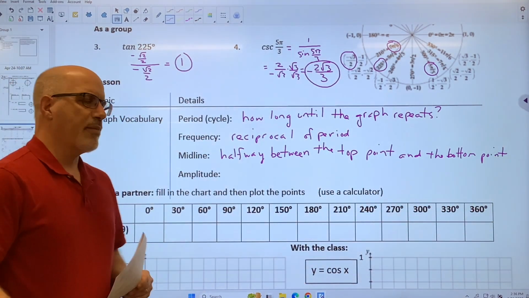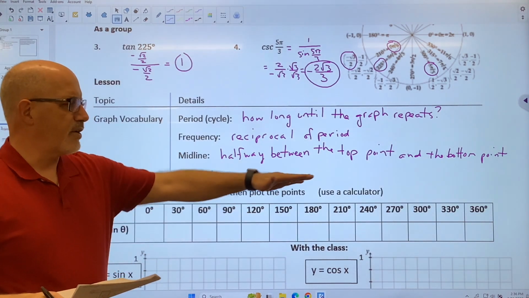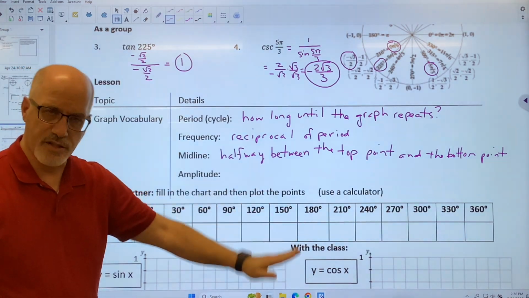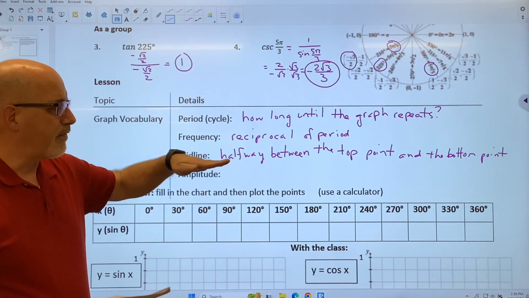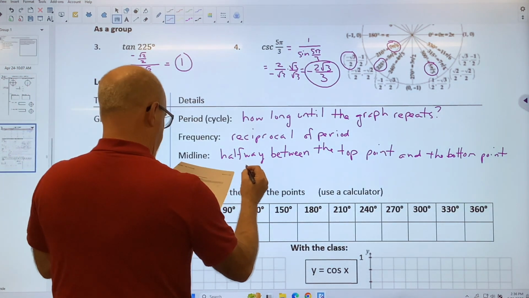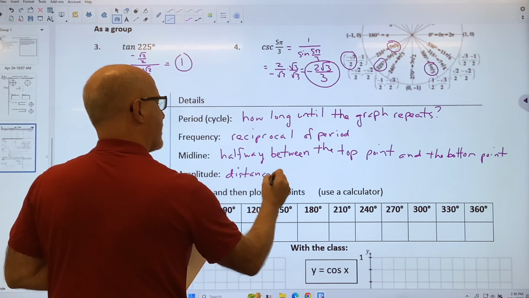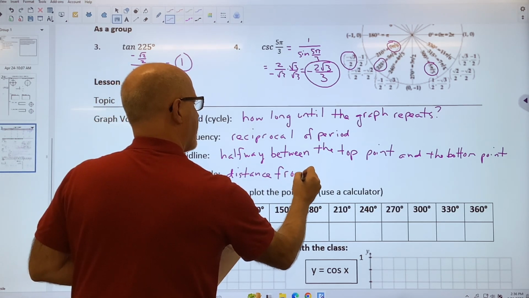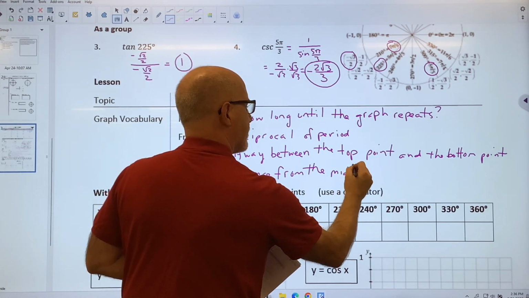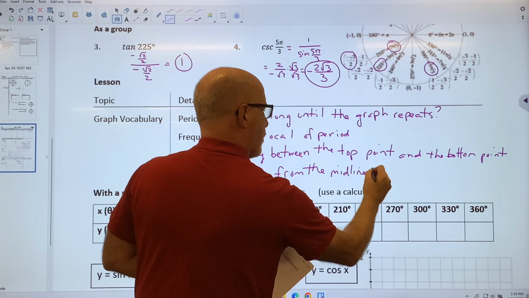And then lastly, amplitude we'll use quite a bit also. So we're going to use midline in this. If you look at the midline, it's how far to the top of the graph. It's technically how far it is to the bottom of the graph as well, but from the middle, how far to get up to the top. So distance from the midline to the max point.